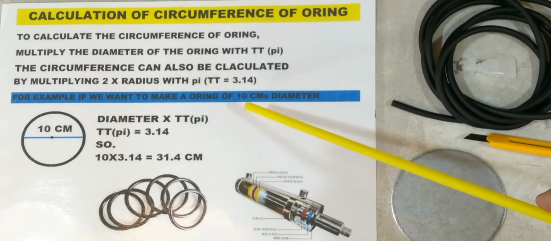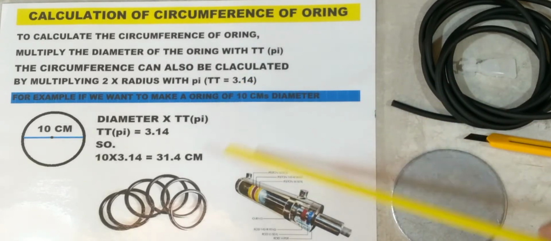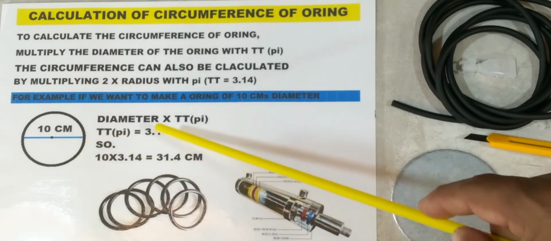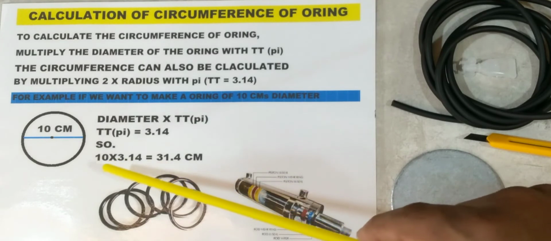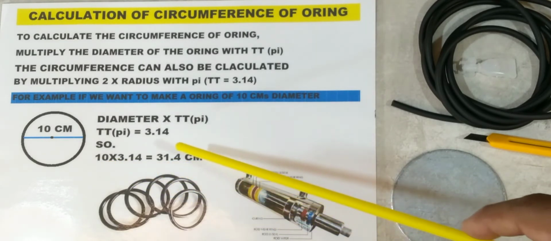For example, we want to make, say, a 10 centimeter O-ring. See how to make it by using this formula. For making a 10 centimeter O-ring, we need to cut 31.4 centimeters of the desired O-ring cord.